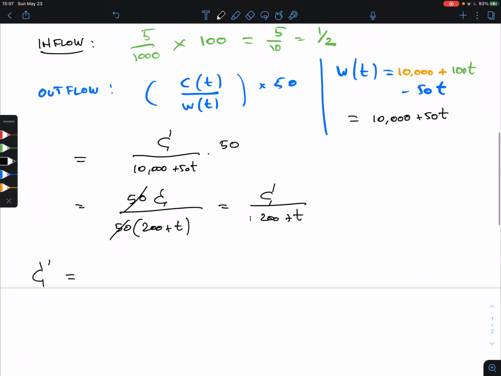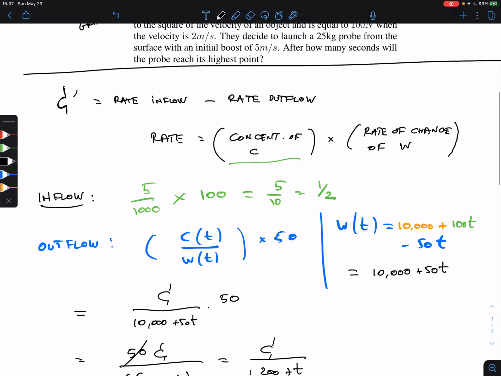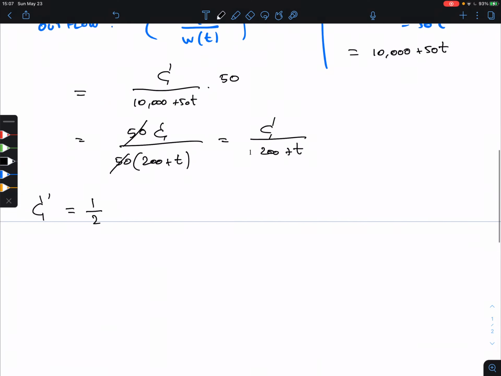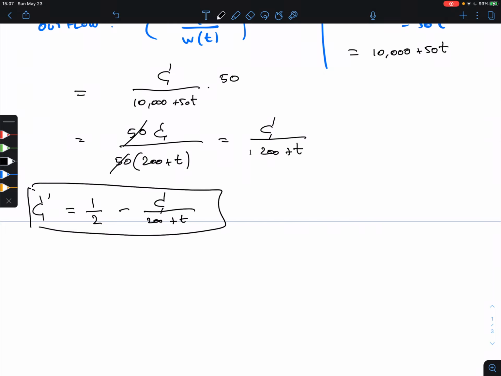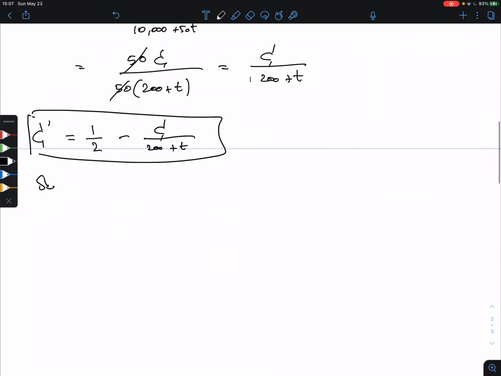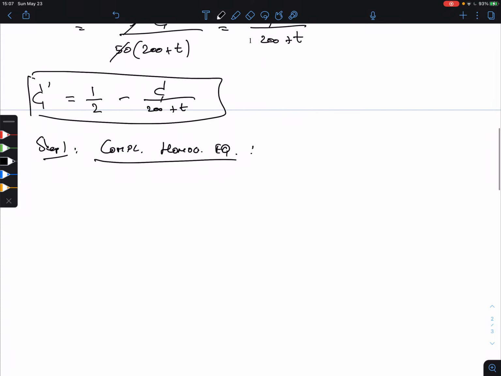The differential equation is the difference of these two rates. The constant influx, 1/2, minus this outflux, which is C over 200 plus t. Okay, so this is the differential equation that we now have to solve. So step 1 is we look at the complementary, the homogeneous equation. So that would be C prime equals minus C over 200 plus t.